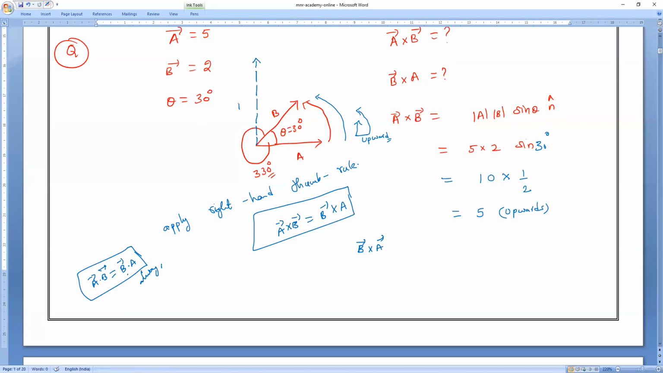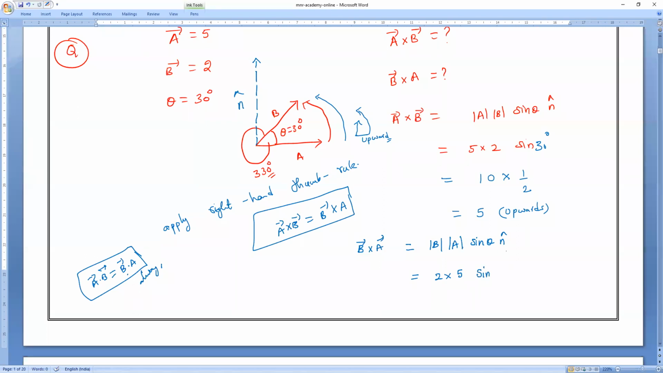Perpendicular. Yes or no, guys? All of you? Next, B cross A. B cross A means mod B into mod A into sin theta. Mod B value, how much? Mod B value is 2. Mod A value is 5. Sin theta again, how much do we have to take? Sin theta, whatever it is.